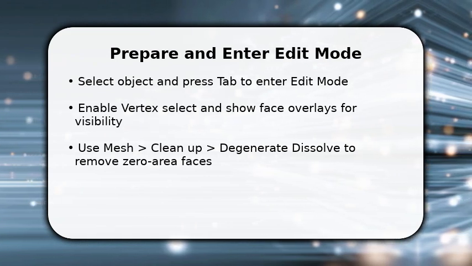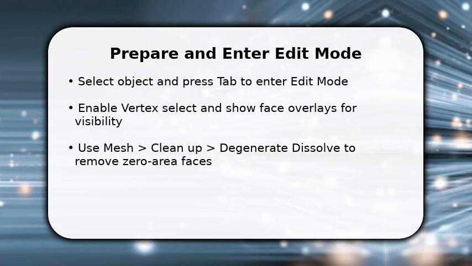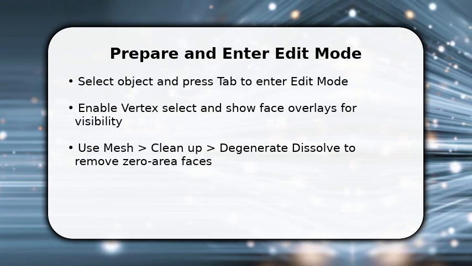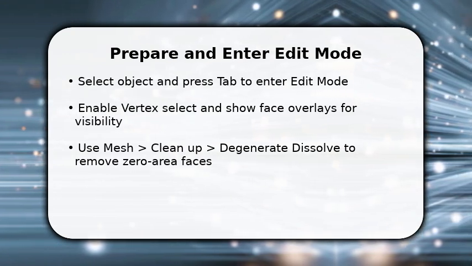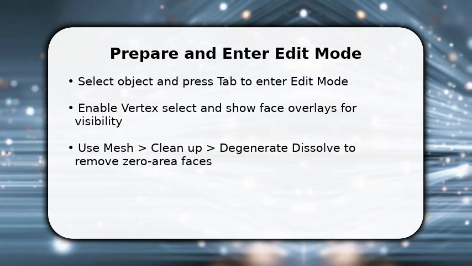Once visible, use Mesh > Cleanup > Degenerate Dissolve to remove zero area or collapsed faces first. You do this because cleaning degenerates reduces false triangles and simplifies later steps. After that, switch to Edge Select to prepare for edge-based operations.